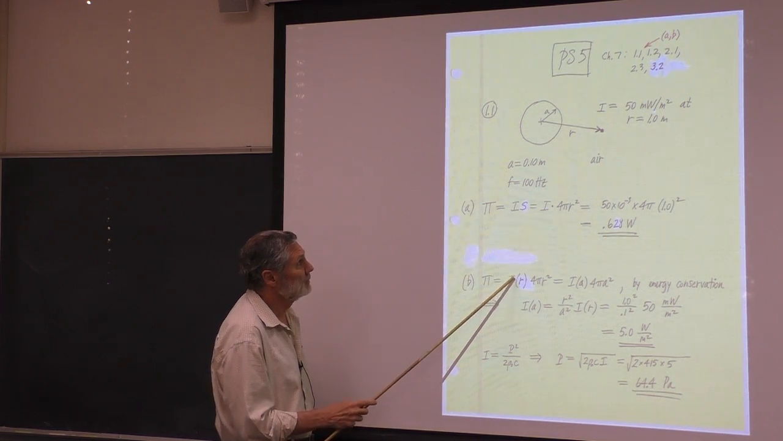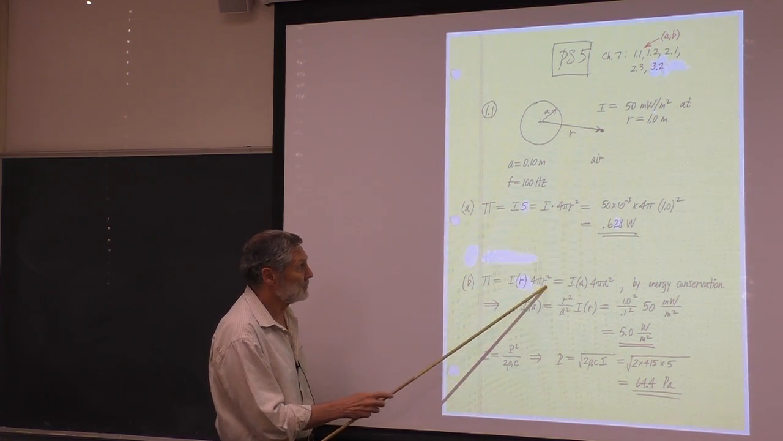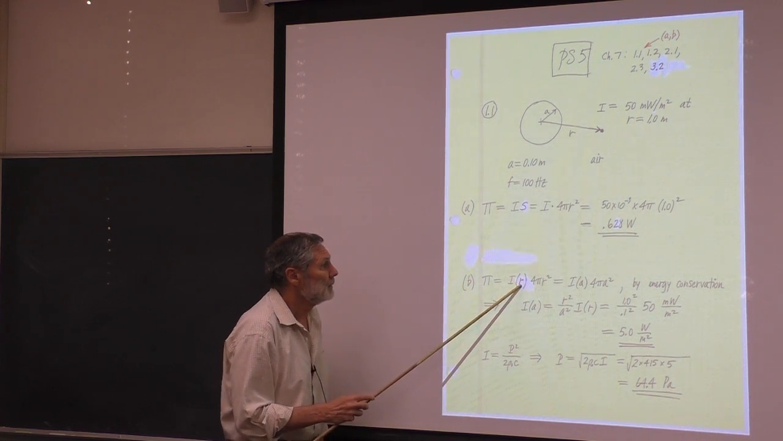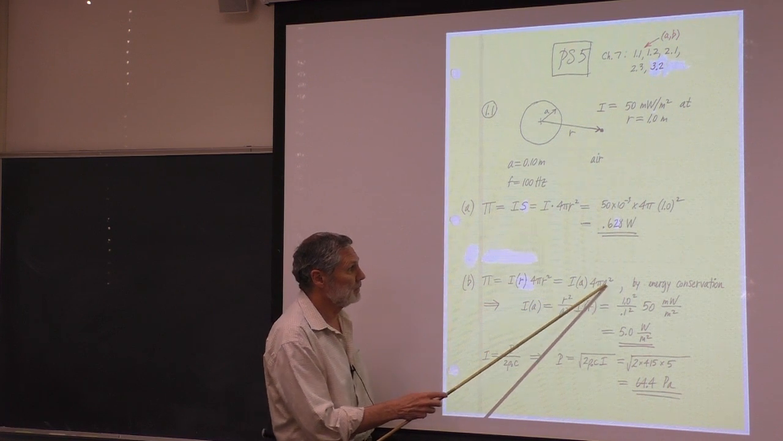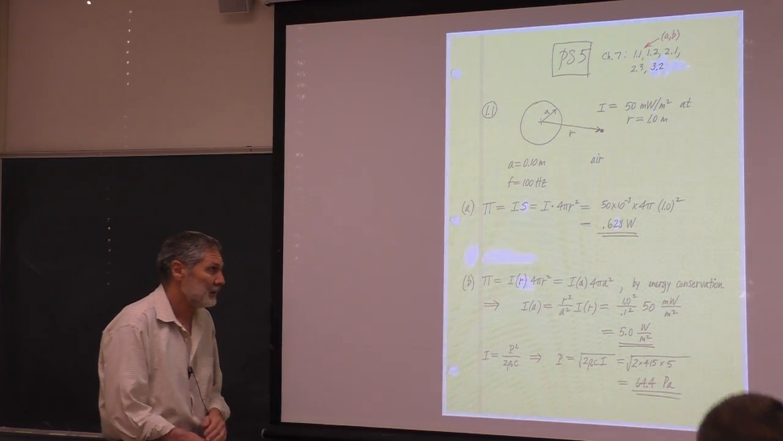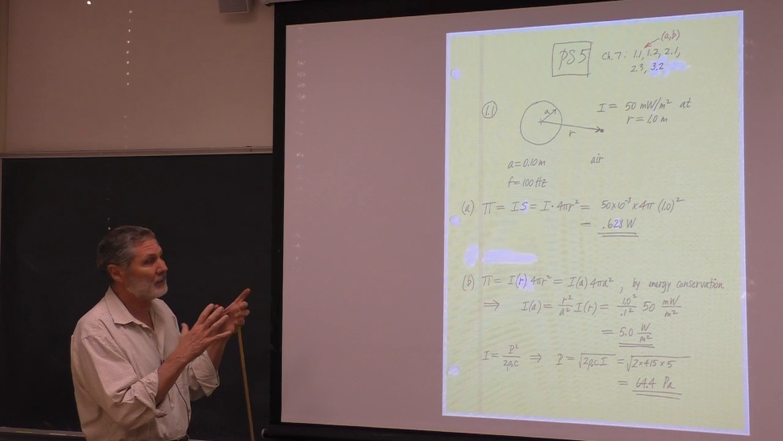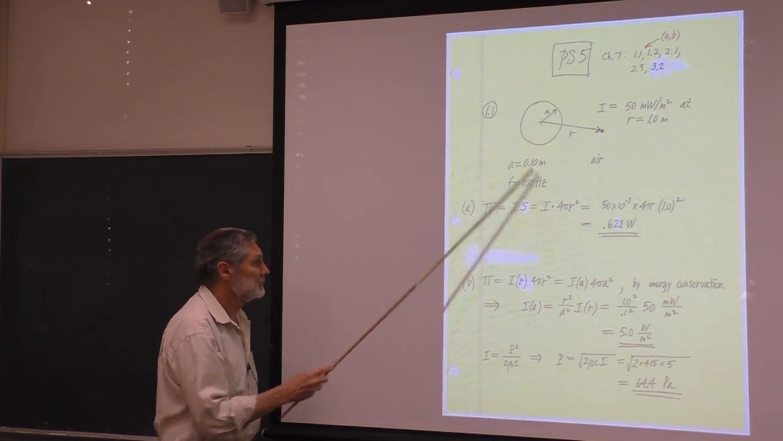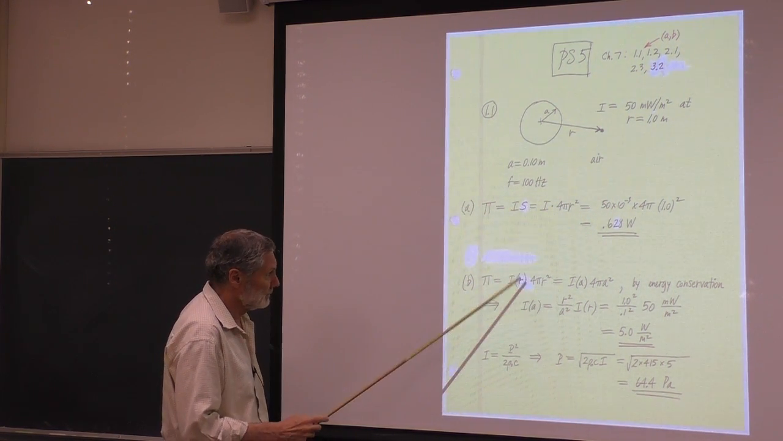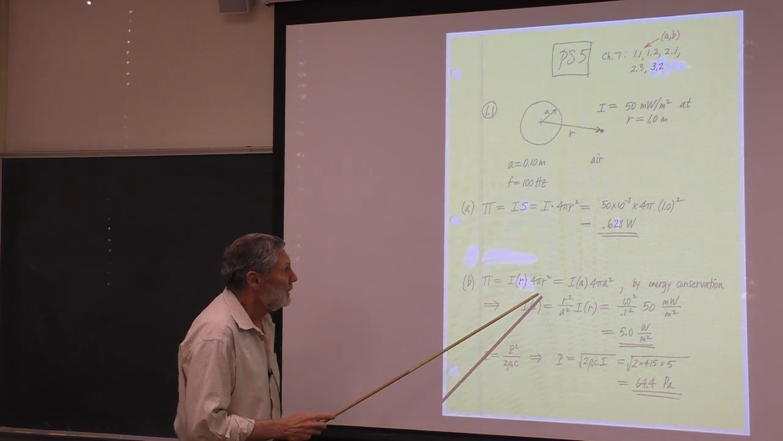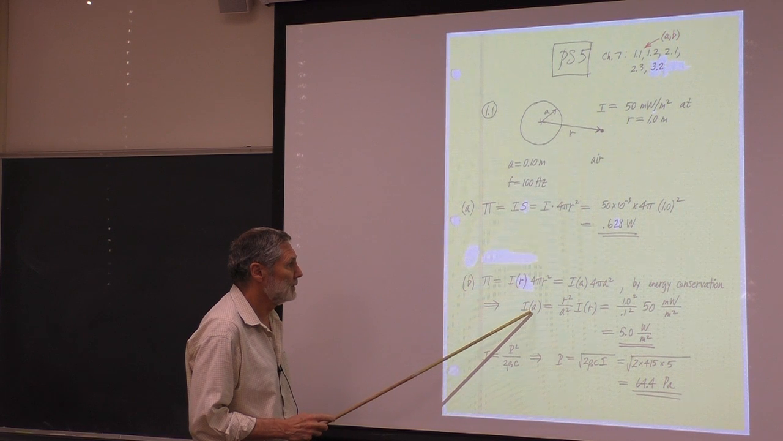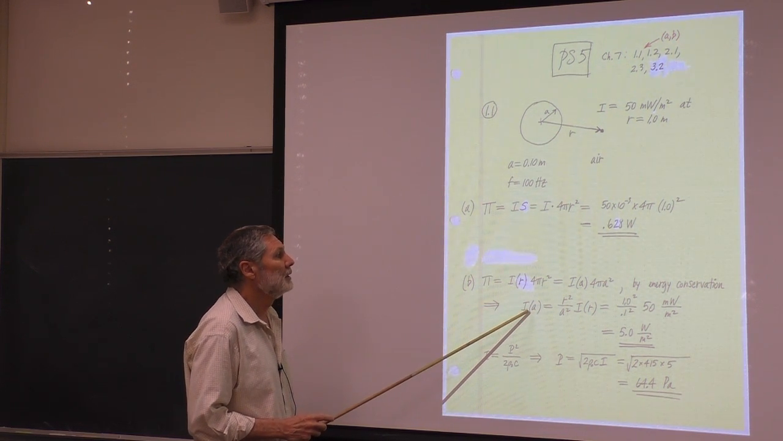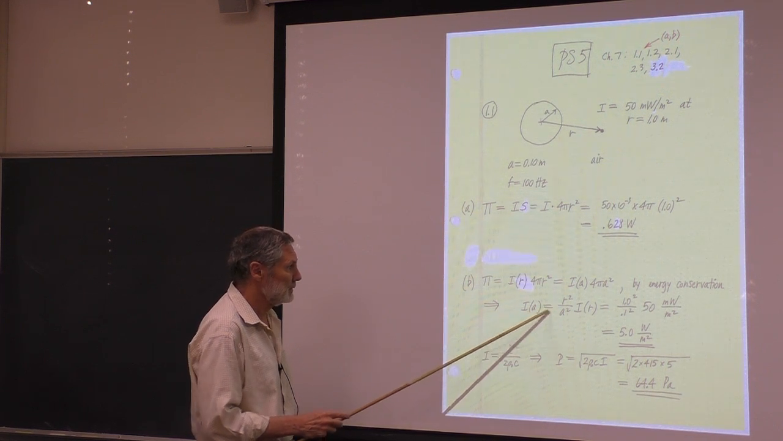This is the power. This is what we just did, but this is algebraic now, not numeric. This is the power through a sphere of radius r. This is the power through the sphere right at the transducer here, the driver pulsating sphere. So we cancel the 4 pi's, and we find here that we can solve for the intensity at the radius of the sphere. It's given by this.